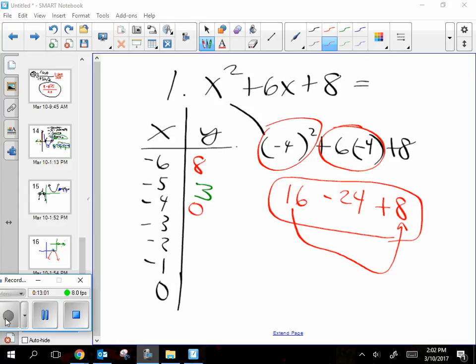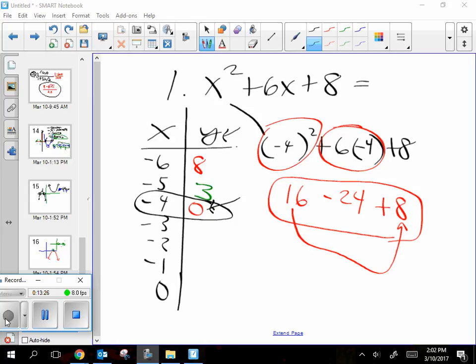Now, that is special. I want you to think about this for a second. That's the x-intercept because that's where y equaled 0. See? Y equaled 0. So that's the root. That's the 0. That's the x-intercept.